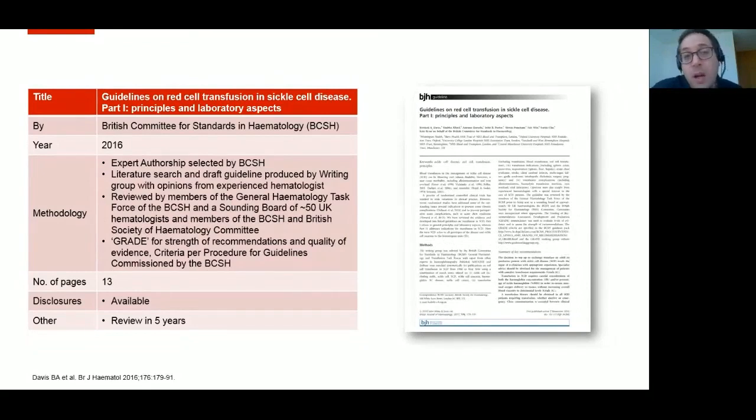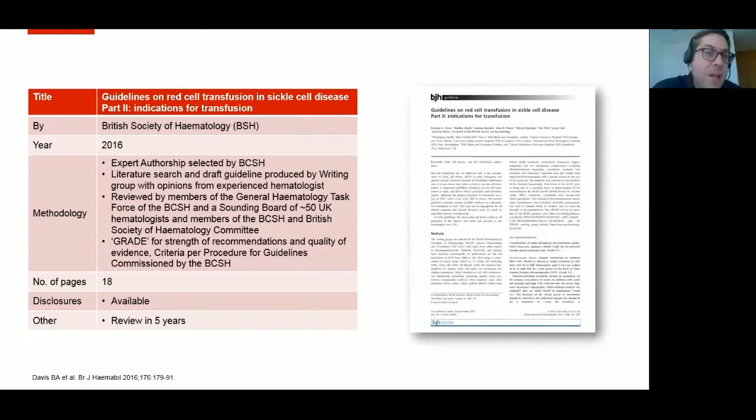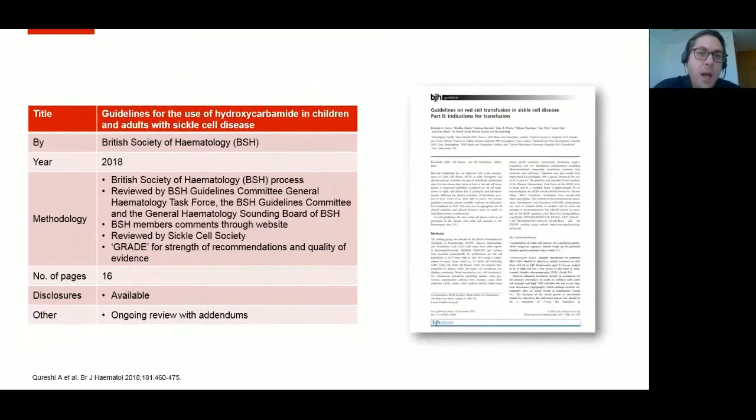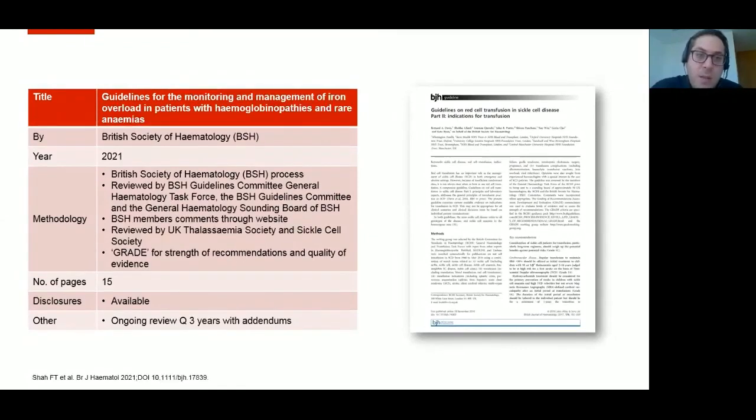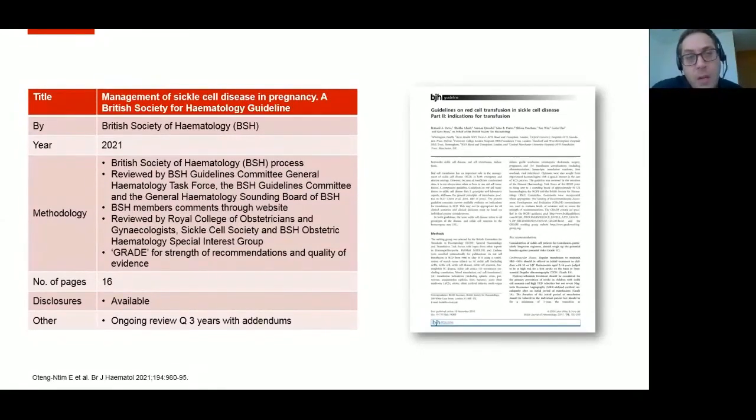2016, principles of transfusion care, split into two parts, principles and laboratory aspects, and then indication for transfusion. And then a specific guide on the use of hydroxycarbamide released in 2018. And more recently, just this year, there were two guides, one on iron overload monitoring and management for hemoglobinopathies in general, including thalassemia and sickle cell disease. And within the guide, there are specific indications for sickle cell disease that are relevant, and a guide on the management of sickle cell disease in pregnancy.